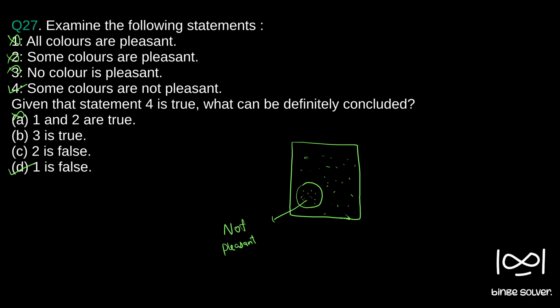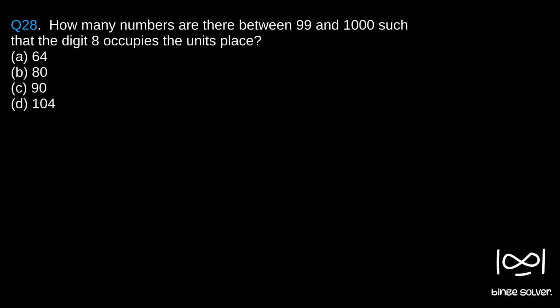Next question, question 28. How many numbers are there between 99 and 1000 such that the digit 8 occupies the units place? Between 99 and 1000 means 99 and 1000 are not included. So all the numbers are 3 digits. We have 3 digit numbers.